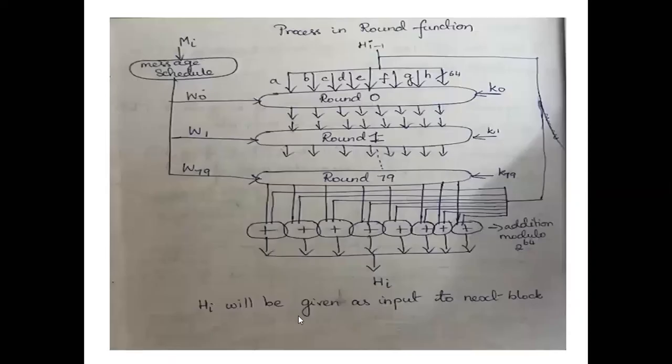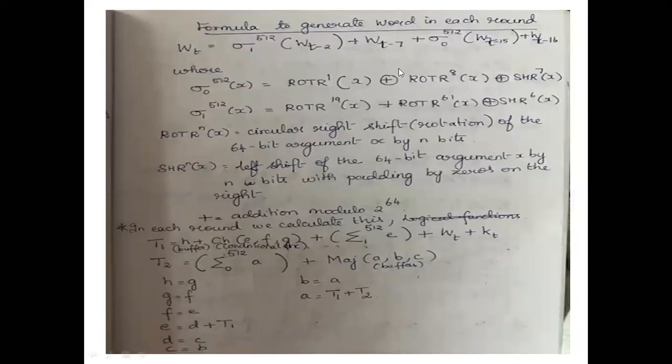This is a diagrammatic representation of that. Every word is calculated from the plain text. There are 8 buffers, and every round is going to be calculated as well. So we saw how the word is generated using the formula. In the next class, we will see how to calculate the logical function in every round.